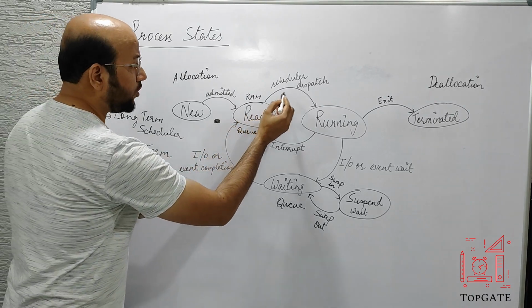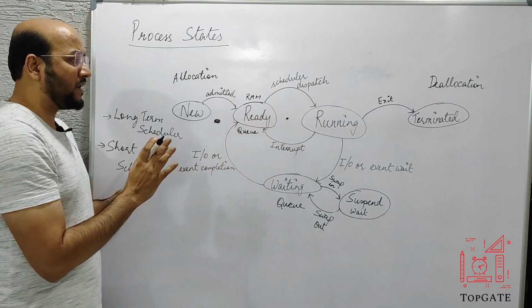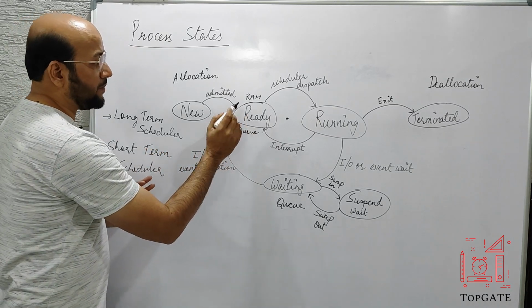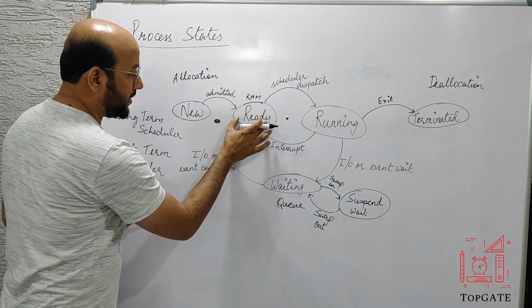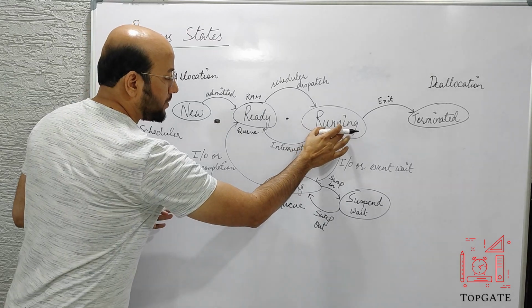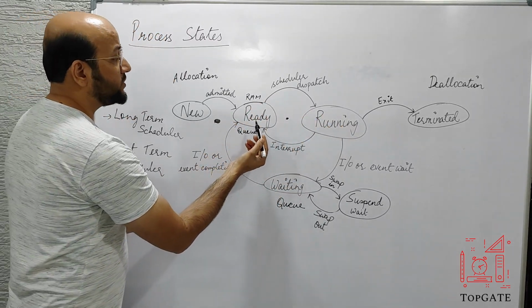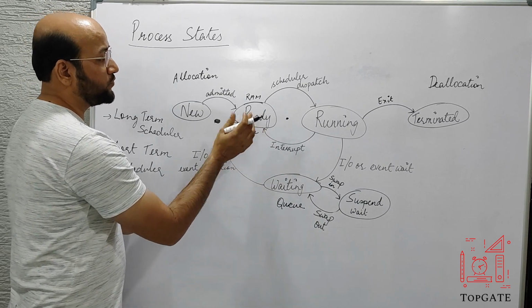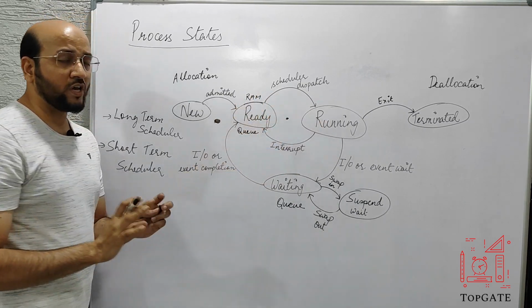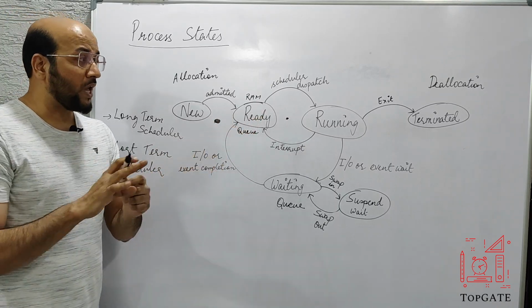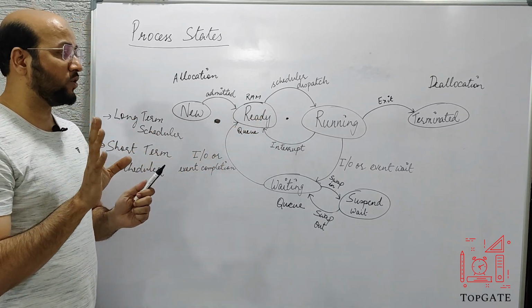Now dispatching it onto the running state does not mean that we are sending the process from one place to another. It is already there in the RAM. The process is there on the RAM here also. The only thing that we are doing here is changing the state of the process from the ready to the running state. We are only instructing the CPU that this process is now ready, you have to execute this particular process.